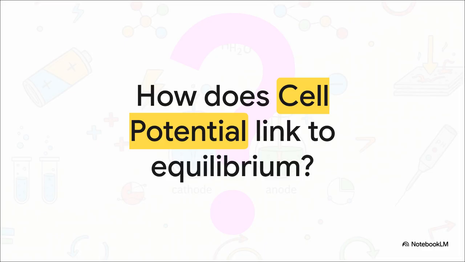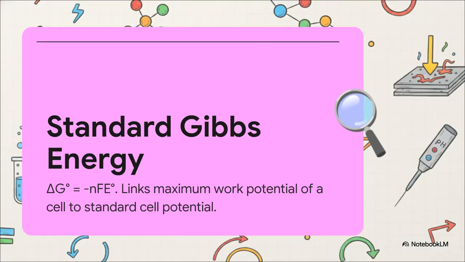We're leaving the simple diagrams behind and entering the heavy thermodynamic math portion. We have an absolutely critical exam question to answer right here. How does cell potential link directly to equilibrium? How do we take the macro concept of a battery's voltage and connect it to the micro mathematical reality of chemical thermodynamics? Let's break down this foundational formula.